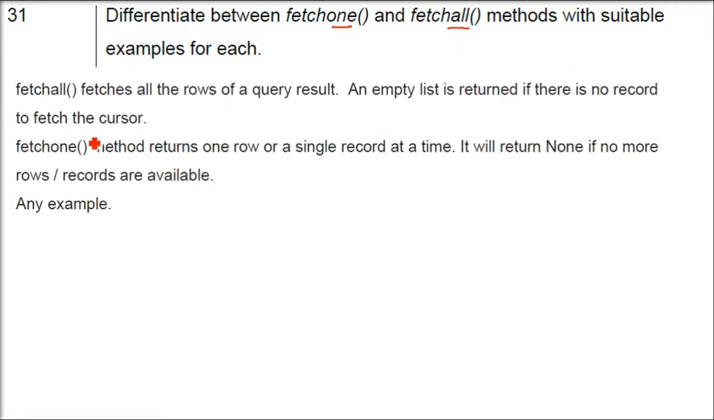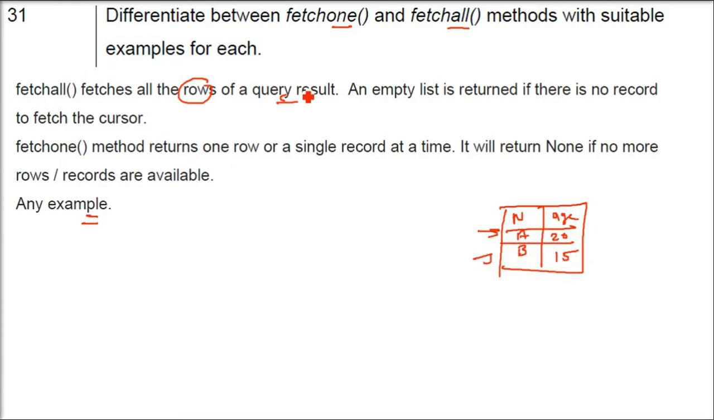Differentiate between fetch one and fetch all methods with suitable examples for each. So the question itself is saying fetch one and fetch all. Fetch all, example you have to do by yourself. Fetch all means all the rows of a query result. I'll just take a very small example: name, say age. You have 2 records here, just to make it simpler, A and B, and age is 20, 15. When you call fetch all, A and B both will come because there are 2 rows. If there were 20 lakh rows, they would also come. An empty list is returned if there is no record to fetch from the cursor.